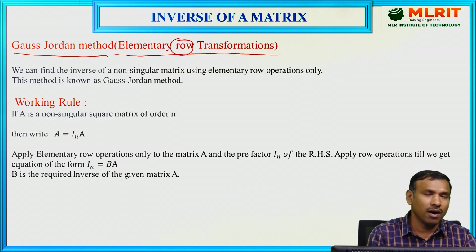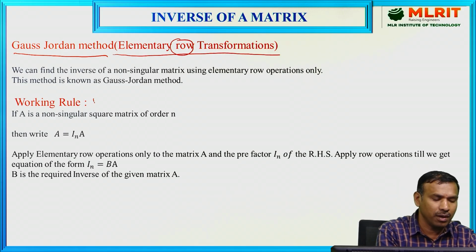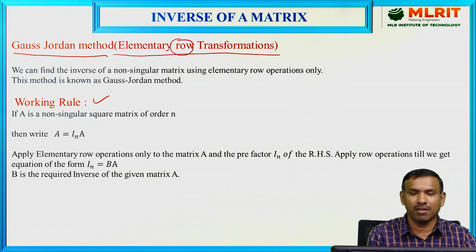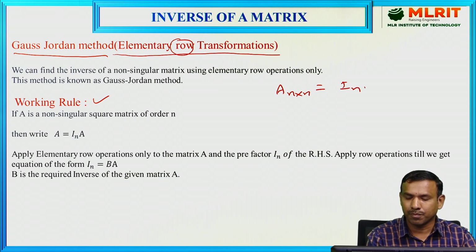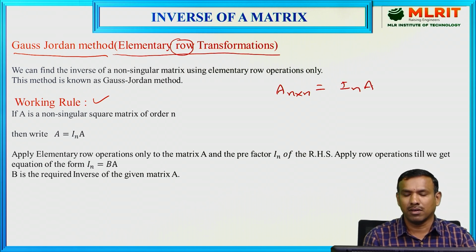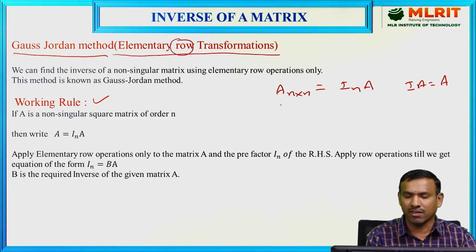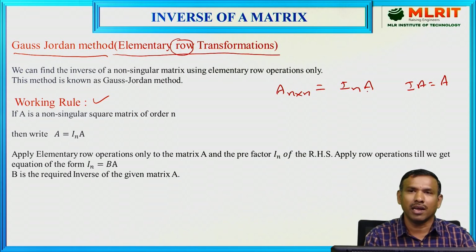Now, what is the working rule? How do we find the inverse of a matrix? For a given n cross n matrix A, we write A is equal to I into A, with the identity matrix of the same order: I2 for a 2 by 2, I3 for a 3 by 3, I4 for a 4 by 4. We know very well that I into A is equal to A, so LHS is equal to RHS.